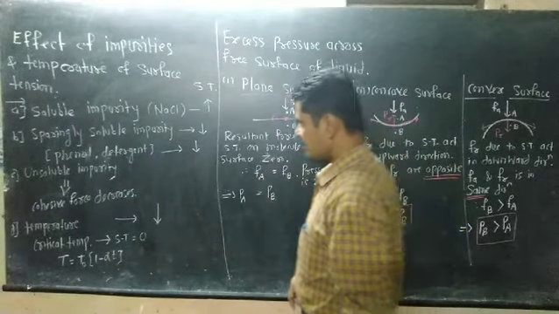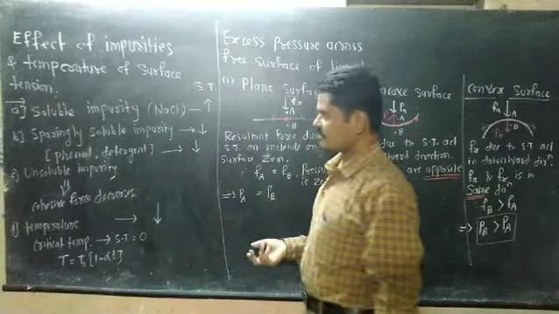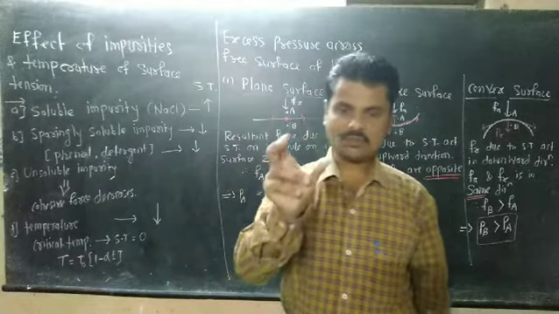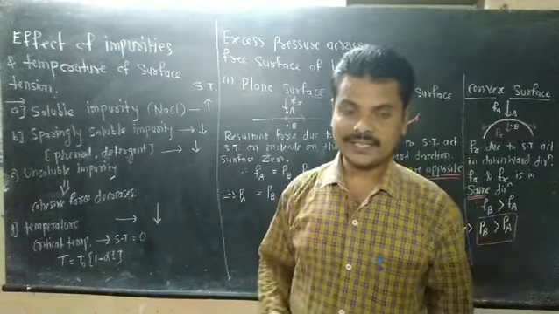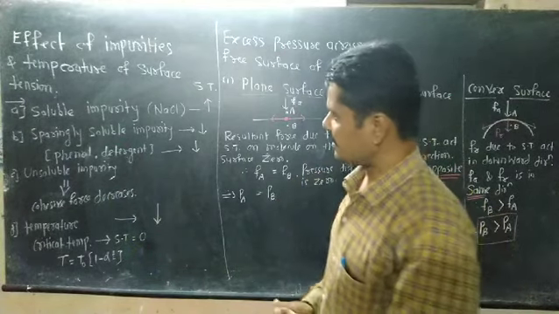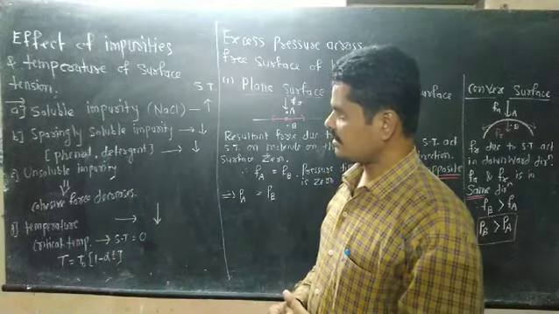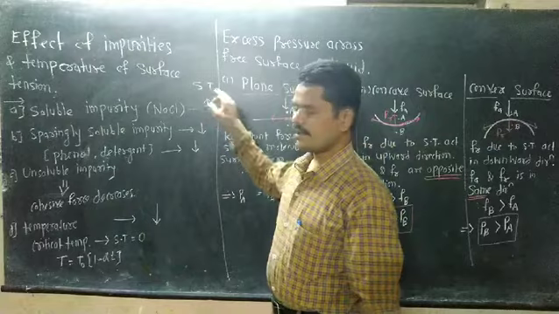So in the first point, when you add a soluble impurity, and here you can consider only the water solution, for example NaCl. When you add NaCl to the water, then what happens? The surface tension of water increases.